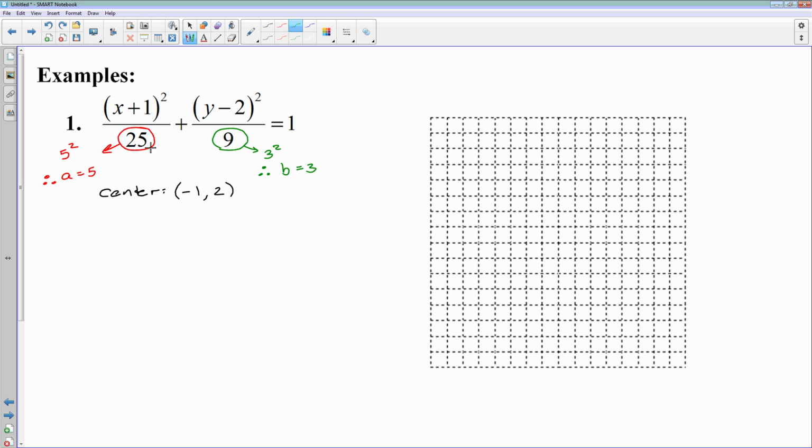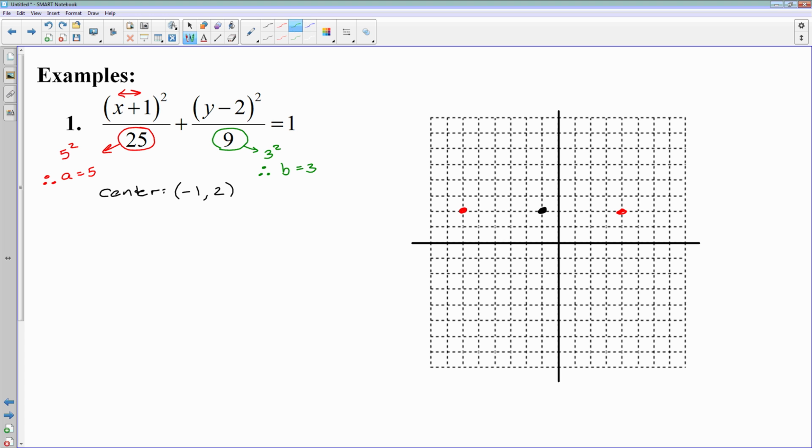And let's go ahead and sketch this in here. Let me get my axes going. There we go. And I am going to start by graphing my center at -1, 2. So there's the center, and everything I do for this graph is going to be based on that point. Underneath my x is 5 squared. That means since it's under my x, the axis runs left and right. Therefore, I'm going to go left and right 5 units from this point. So I'm going to go 1, 2, 3, 4, 5. And then I'll go 1, 2, 3, 4, 5.